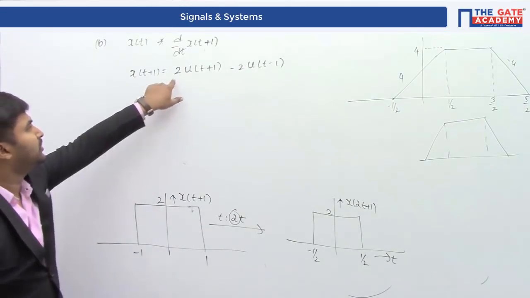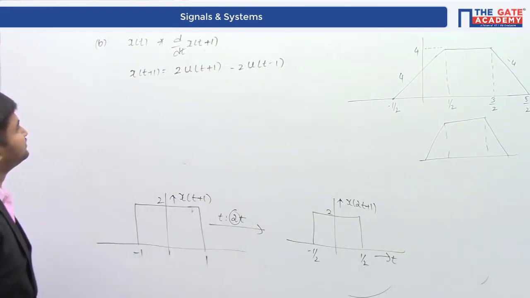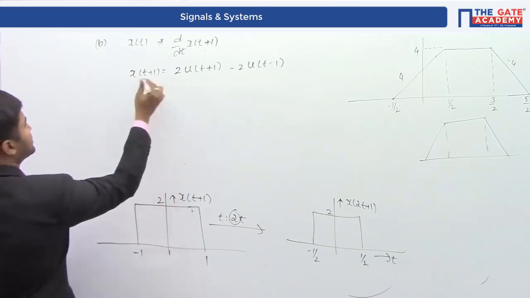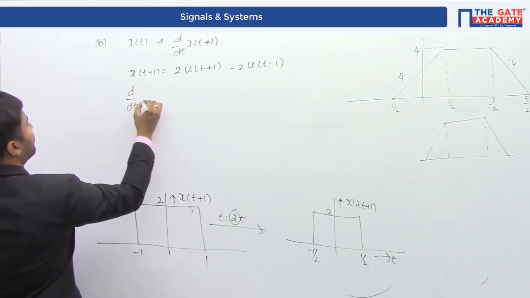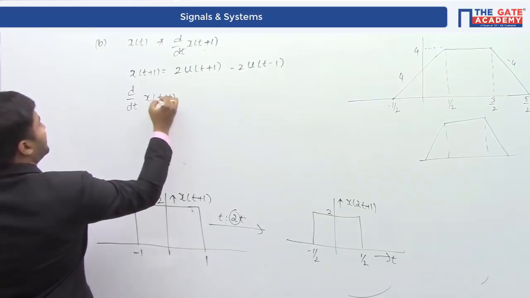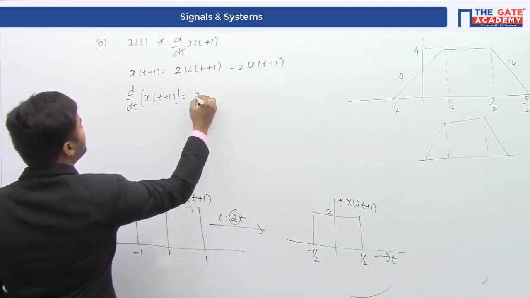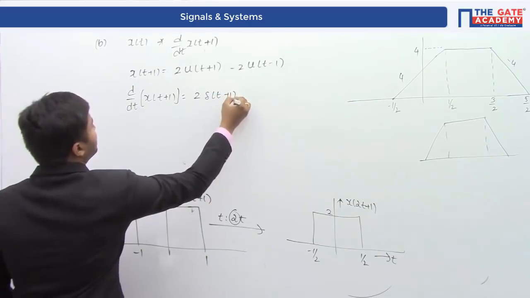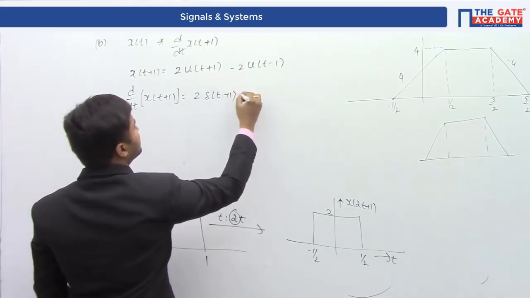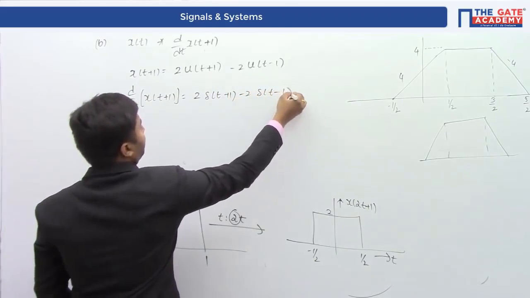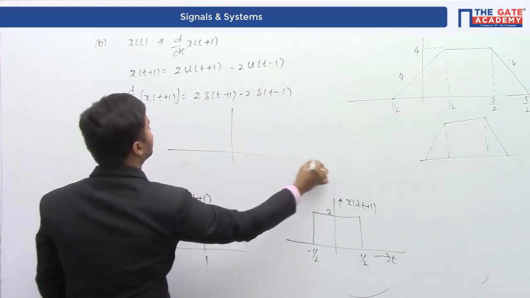So, rising step of 2 units and falling step of minus 2 units. Now, differentiation of this: d by dt of x of t plus 1. What is it going to be? The differentiation of a step is going to be a delta function. Here also. So basically you have 2 delta functions.